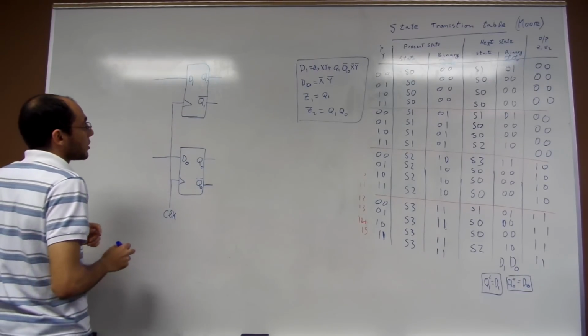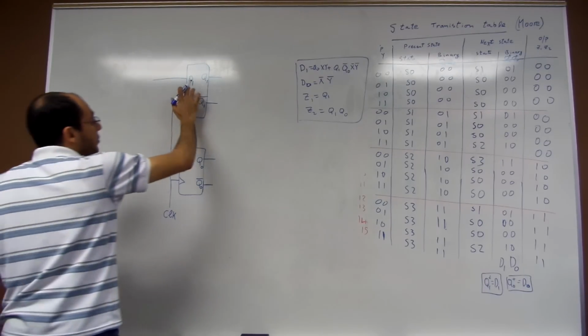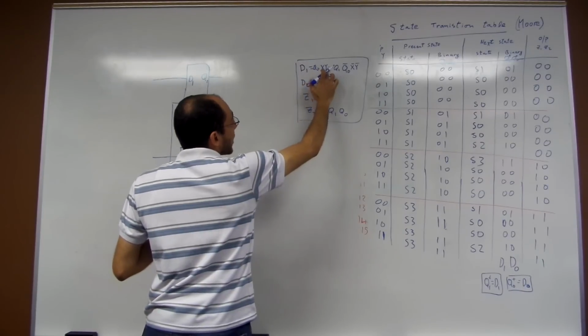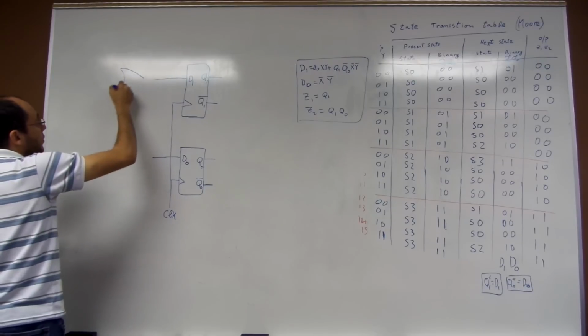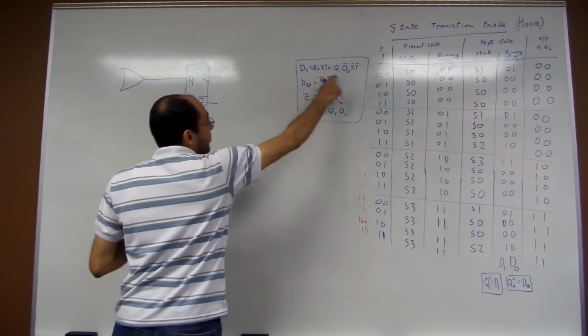It's a synchronous machine, right? All the clocks are connected together. And then let's do the D1. What is the input for D1? D1 is Q0 multiplied by, it's an ORing between 2 terms. So I need to write down an OR gate. It has 2 inputs.